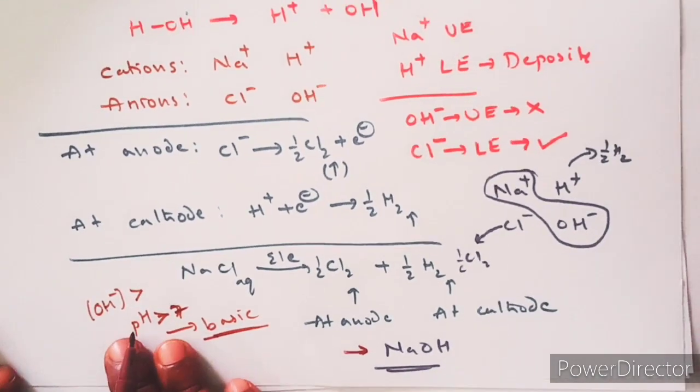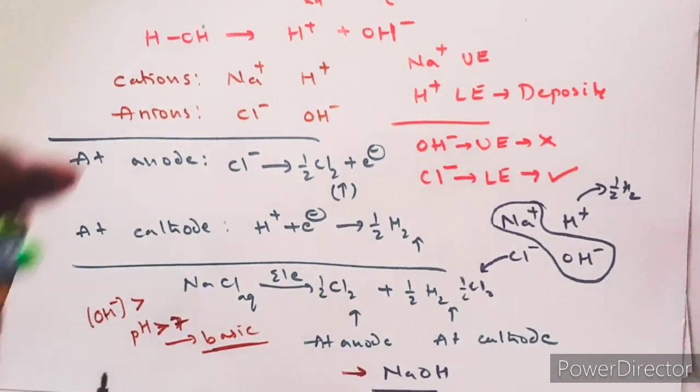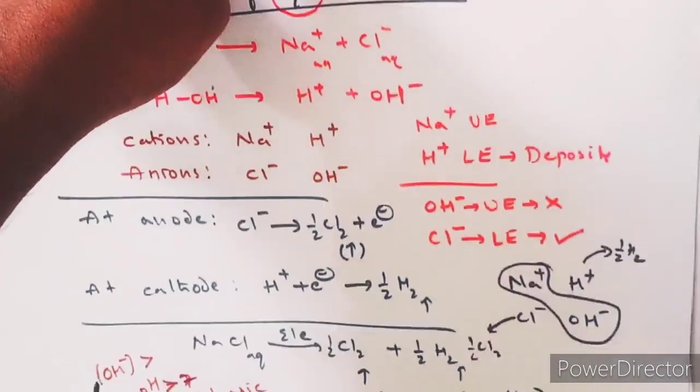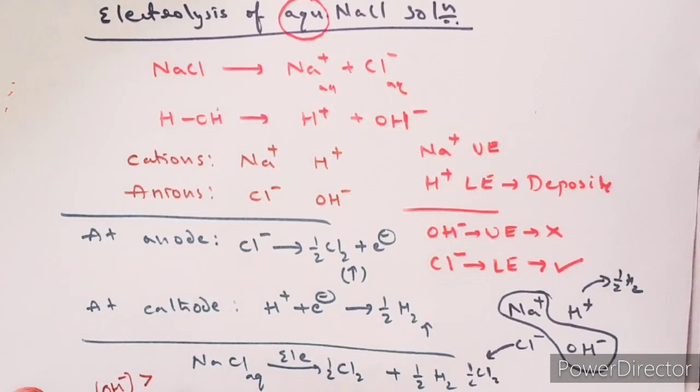Like this we can write the different products at anode and cathode, if more than one anion and more than one cation are in competition for the oxidation and reduction reactions at the anode and cathode electrodes respectively. Clear now? Now let us go through some other examples also.